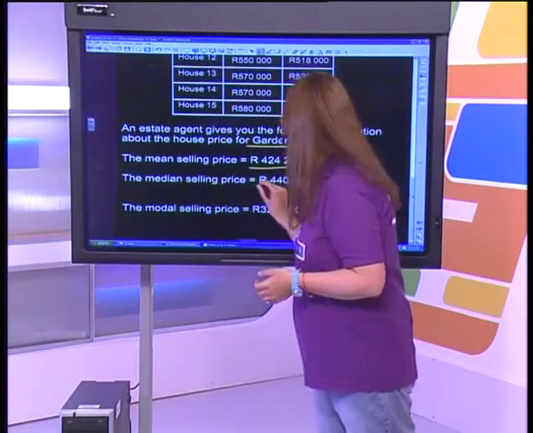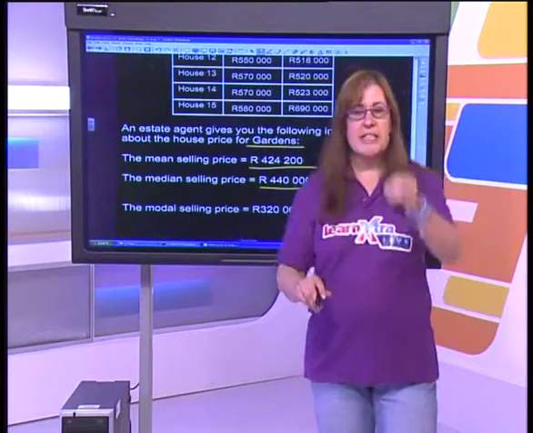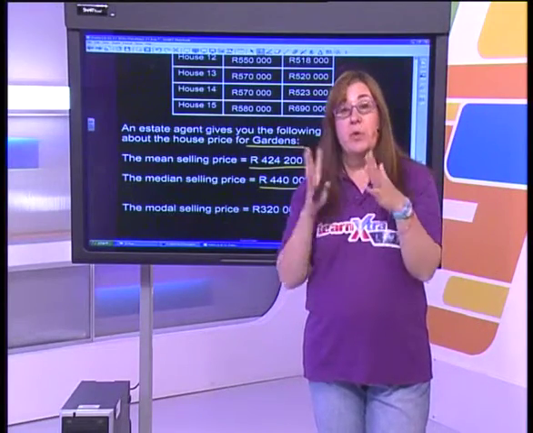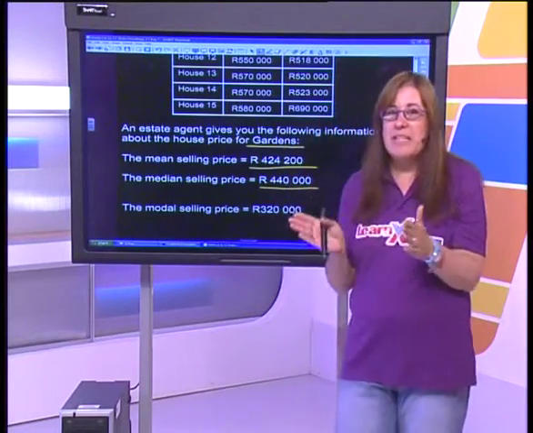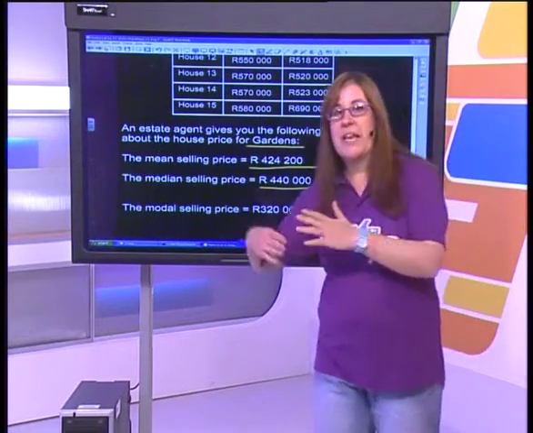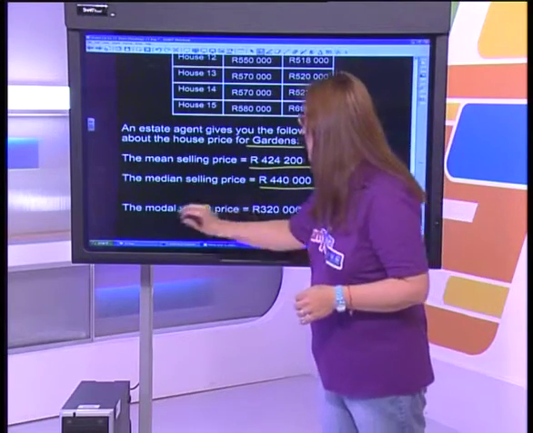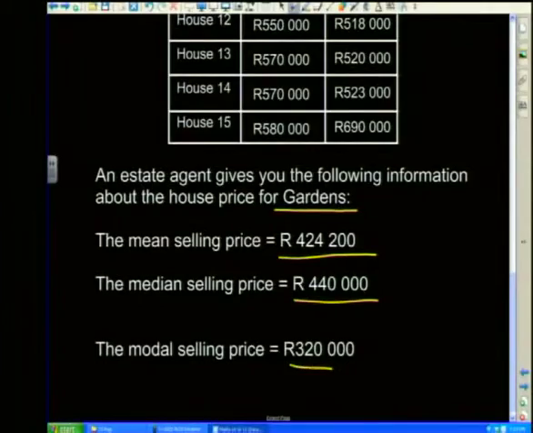So the mean selling price is 424. The median selling price is 440,000. That is the house that is right in the middle. What do we mean by median? We've got as many houses selling for lower as we do selling for more. The modal selling price is 320. That's the price that was sold the most. So modal's most, median's middle, mean is your average.